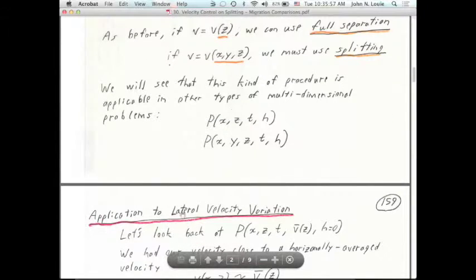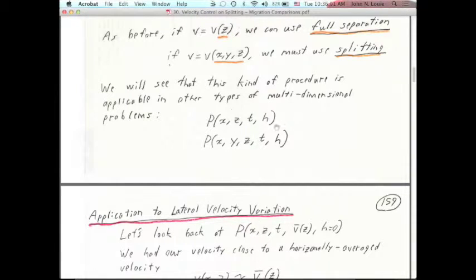Now, this kind of procedure we can apply to other types of multidimensional problems. Okay, so let's look at some examples, and we're going to back up kind of deep into 706 now, just to refresh your memory.